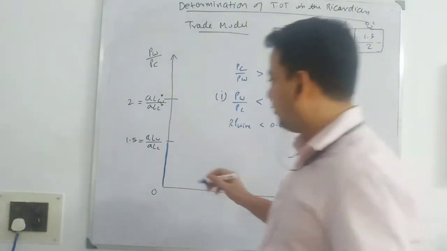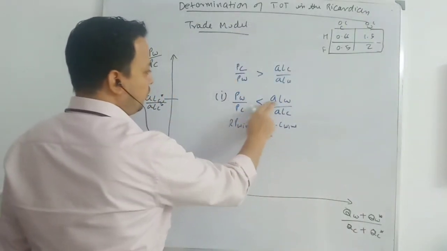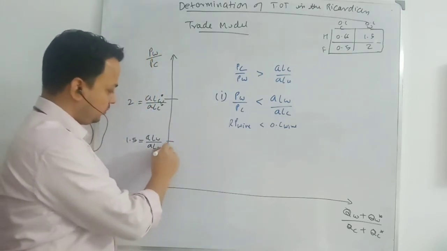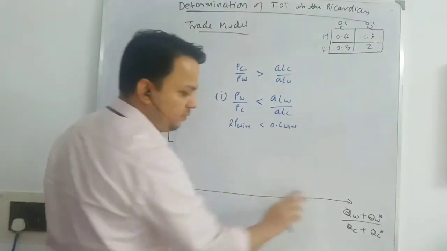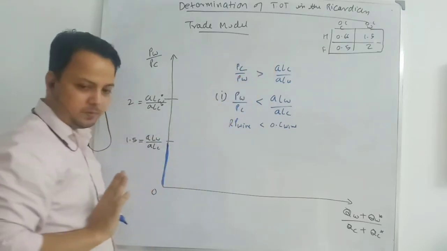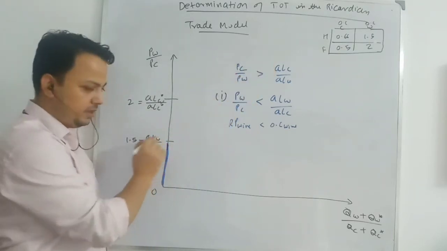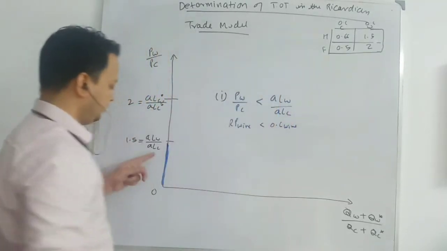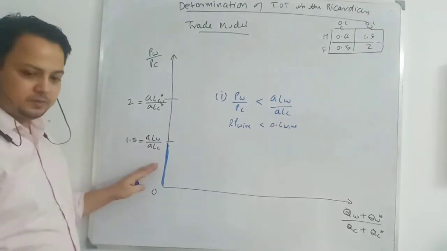Okay. So when PW by PC, the relative price of wine, is less than the opportunity cost of producing wine, the production of wine will be 0, and the relative supply of wine will be 0. Clear? When we are drawing relative supply, we will be getting a step function. So first step we will be having here. This is the first point for this one. This is clear to everyone?